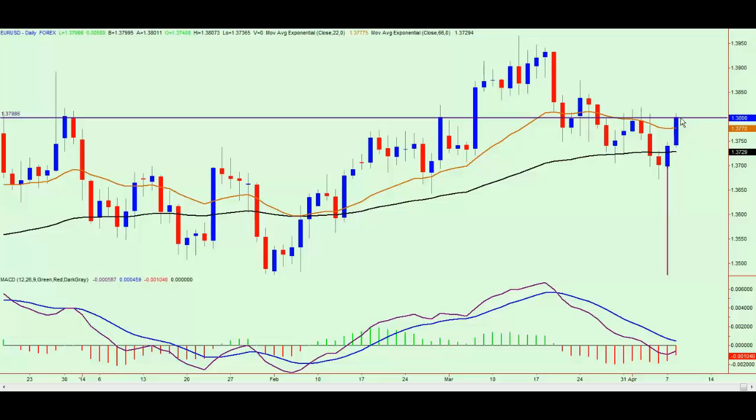We need to see exactly what's going to happen over the next few days in terms of the value of the euro against the US dollar. We're at 138 dead. That's exactly where the price is at this moment. So let's go down into a smaller time frame and see what that has to tell us.